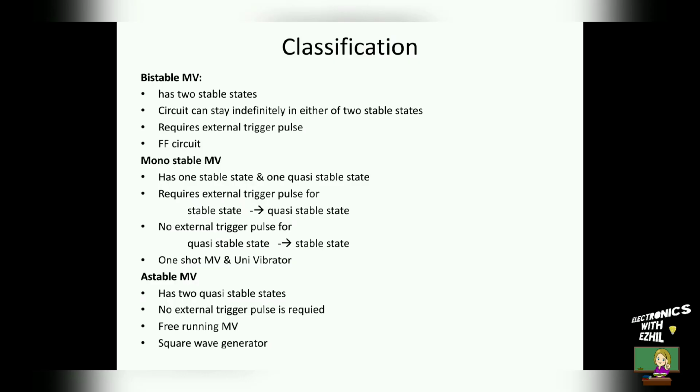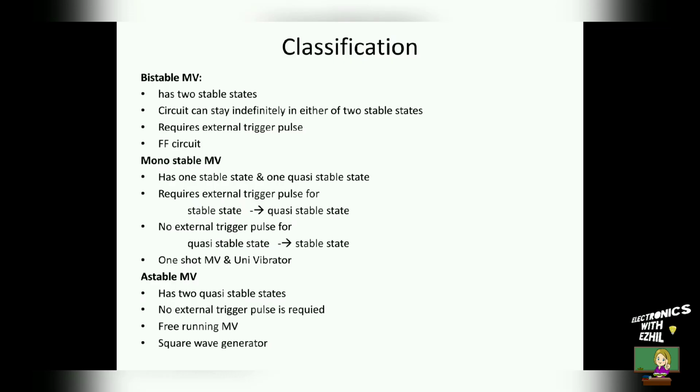The second one is monostable multivibrator. It has one stable state and one quasi-stable state. This circuit requires external trigger pulse for changing its state from stable state to quasi-stable state. But it does not require any external trigger pulse to change its state from quasi-stable state to stable state. Other names of monostable multivibrators are one-shot multivibrator and univibrator.